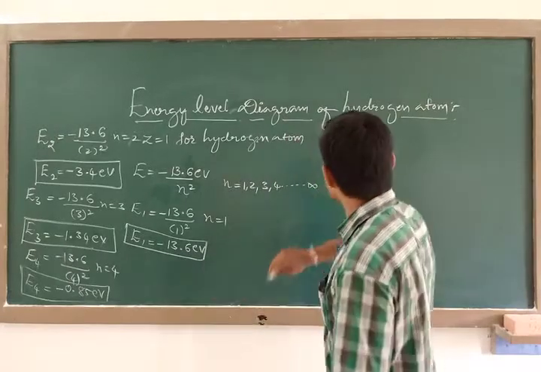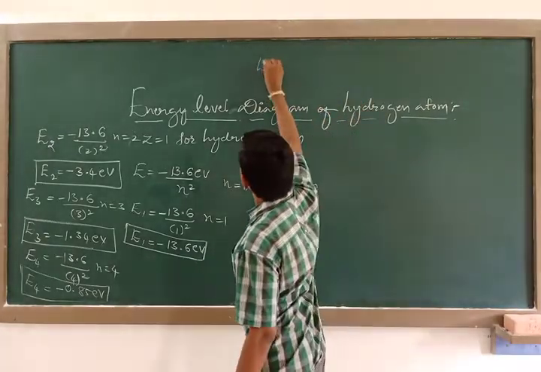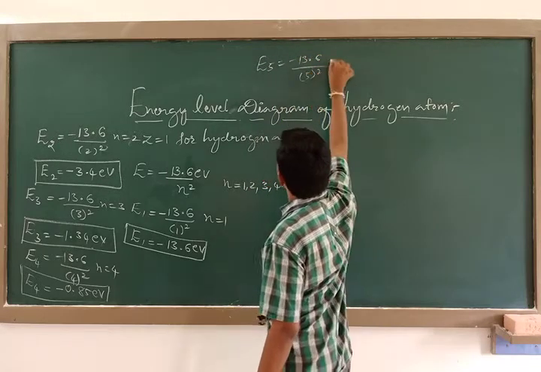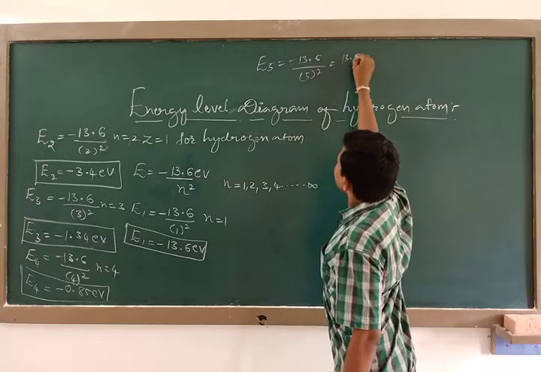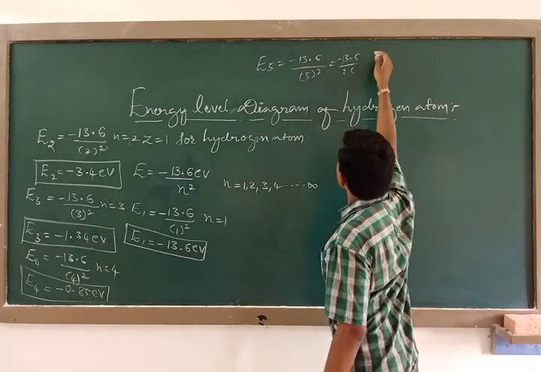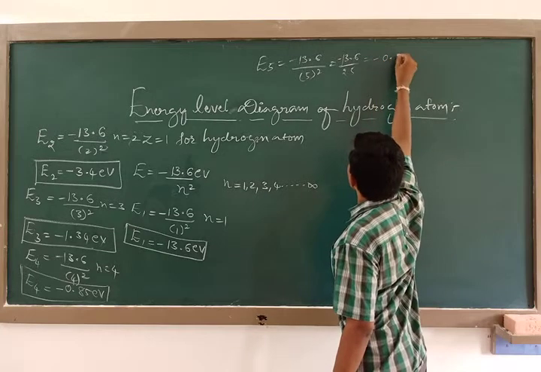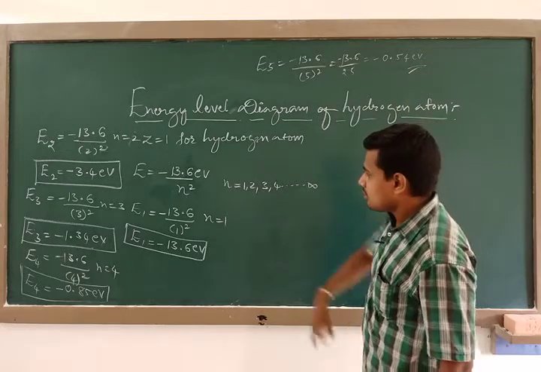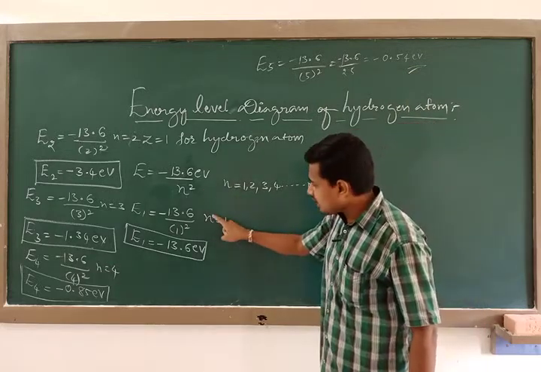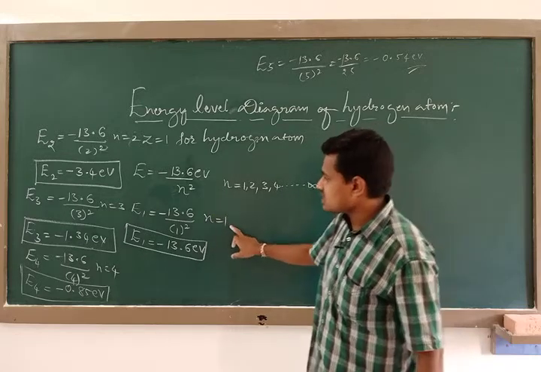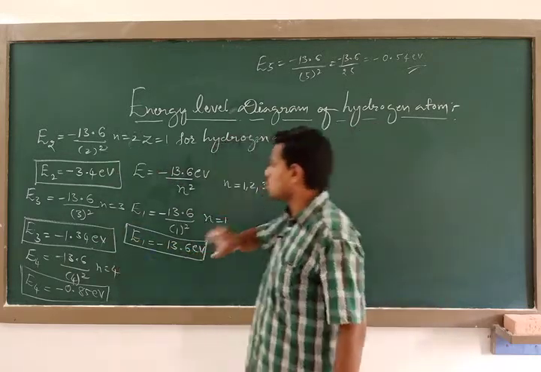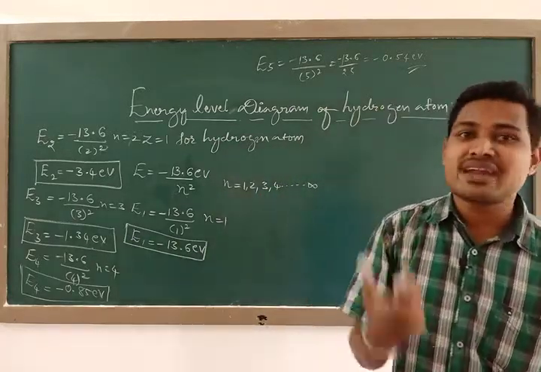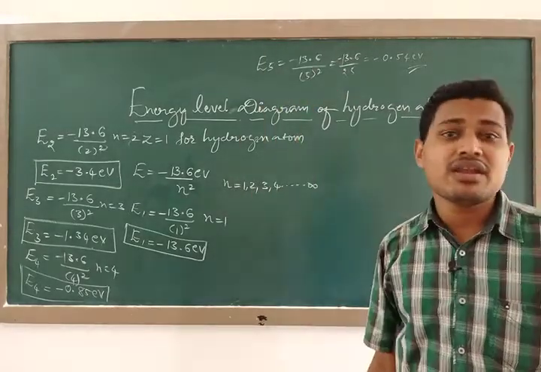Next, we can also calculate the energy of the 5th orbit. That is E5 is equal to minus 13.6 by 5 square, which becomes minus 13.6 by 25. So this comes out to be minus 0.54 electron volt. It means from this equation, we can calculate the energy of the electron in the various orbits, that is the first orbit, second orbit, third orbit, fourth orbit, fifth orbit. Like that, we can calculate the value of energy associated with each orbit of an atom.